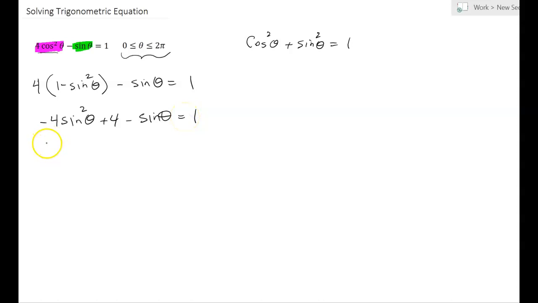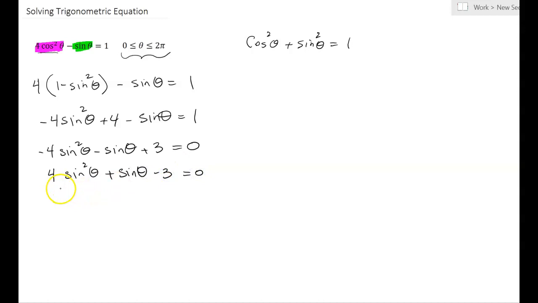I'm going to rewrite this so that everything is on one side. So 1 minus 4 sine² theta minus sine theta, and then the 1 we're going to bring to the other side. This would be plus 3, set equal to 0. We don't want a negative leading coefficient, so multiply everything by negative 1, and what you will end up getting is this equation right here: 4 sine² theta plus sine theta minus 3 equals 0.